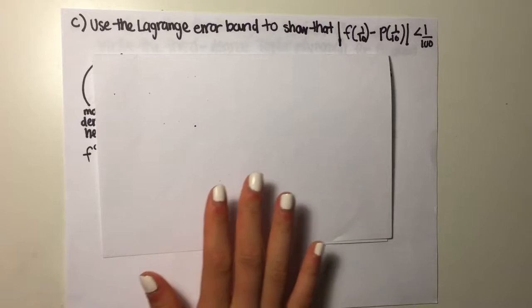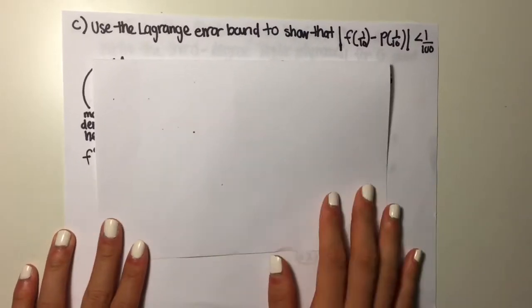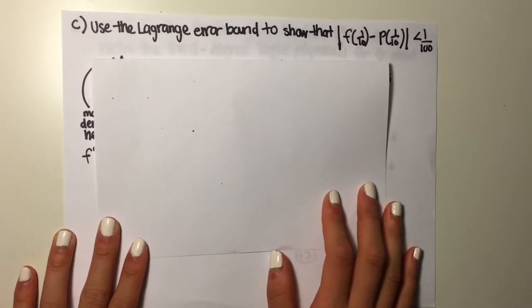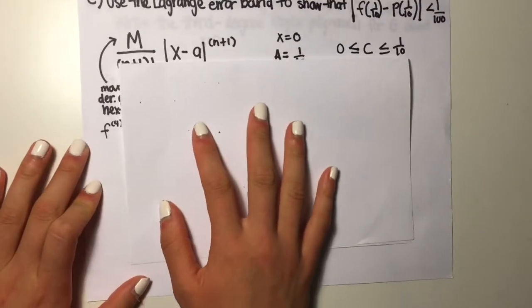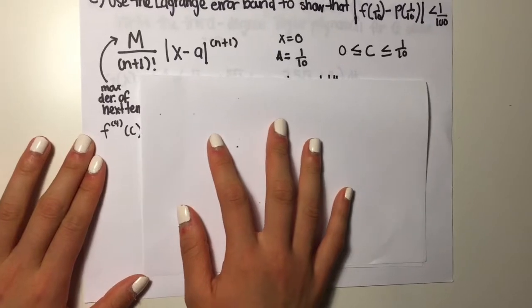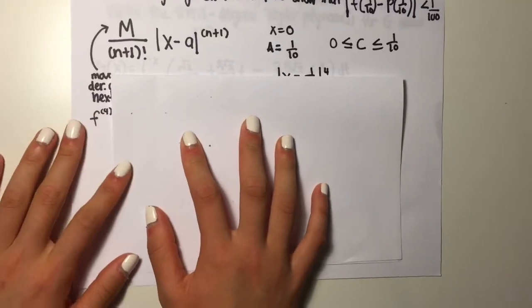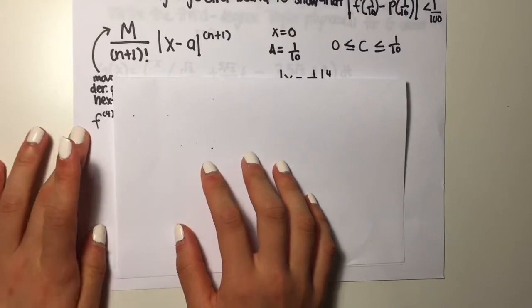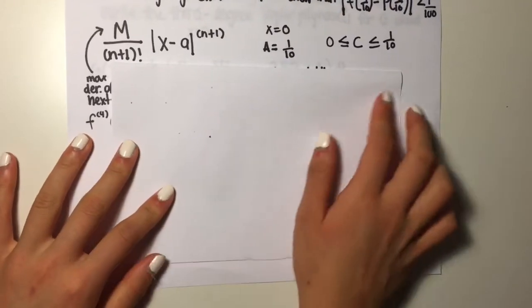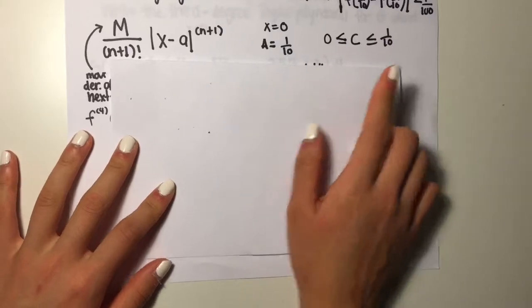So in part C, we're going to be using Lagrange's error bound to show that the absolute value of f of 1/10 minus p of 1/10 is less than 1 over 100. So we know that we're going to be using Lagrange's error bound, which is the maximum derivative of the next term over n plus 1 factorial times the absolute value of x minus a to the n plus 1. And so we know that the interval is from 0 to 1/10, as given by the problem.